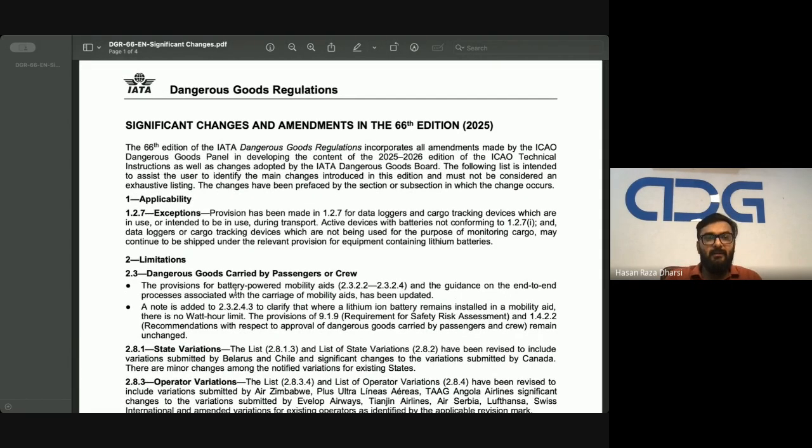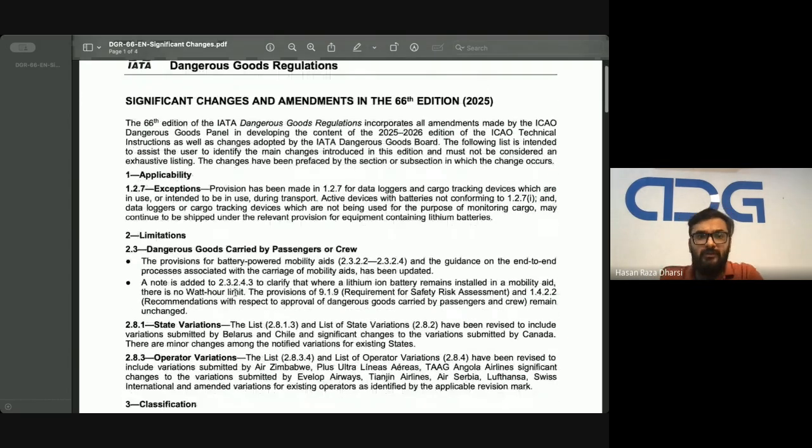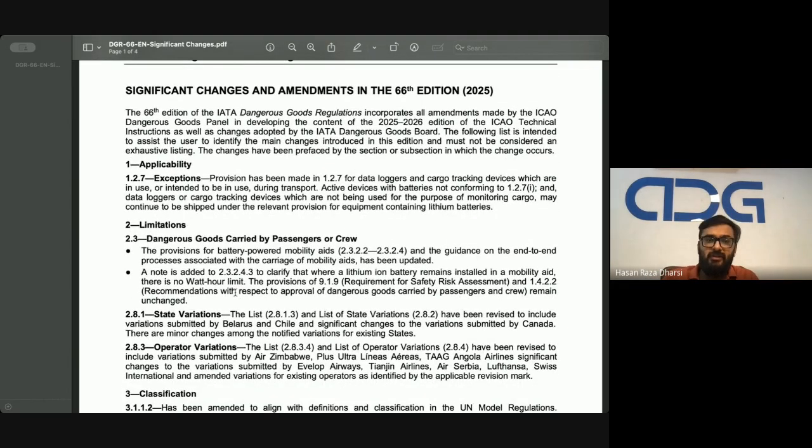Further, coming back to Section 2, limitations. If you go through the whole book, it has Section 1 applicability, Section 2 limitations. In 2.3, dangerous goods carried by passengers and crew, the first thing is that the provision for battery-powered mobility aids and the guidance on the end-to-end process associated with the carriage of mobility aids has been updated.